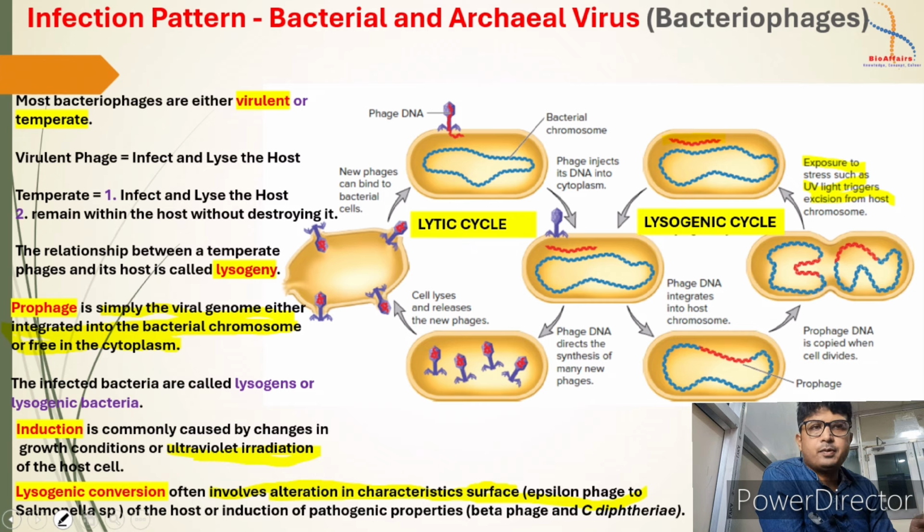Okay. Now another type of conversion, what can happen? It will give some property to the bacteria. What property? Induction of pathogenic properties, like beta phage and Corynebacterium diphtheriae. In case of diphtheria, you have heard about diphtheria toxin. That toxin can only be produced if the bacteria is infected with beta phage. The Corynebacterium diphtheriae which is not infected with beta phage will not be able to secrete the toxin. So that is the beauty of lysogenic conversion. It is a very important phenomenon in case of the lysogenic cycle.